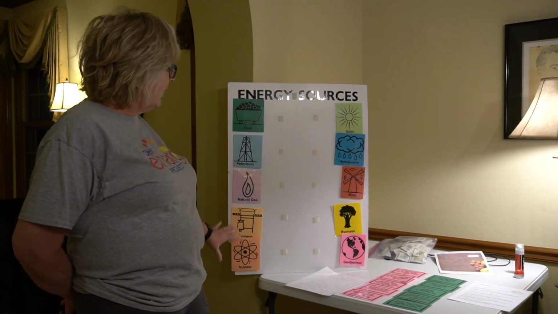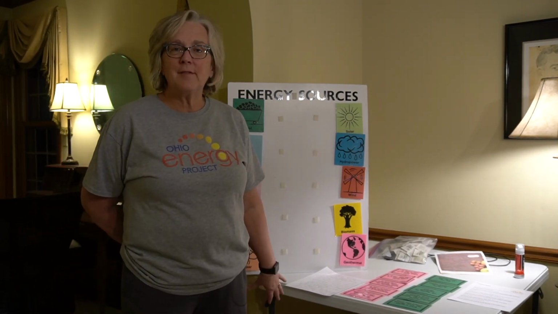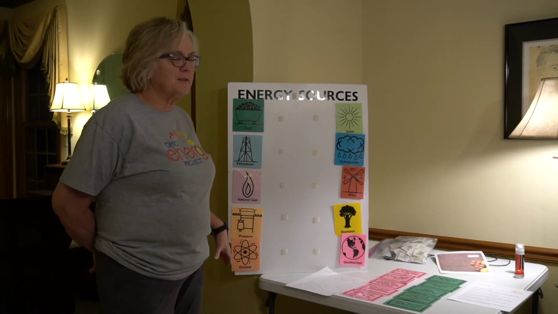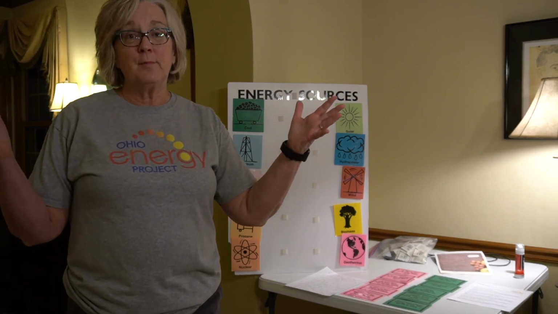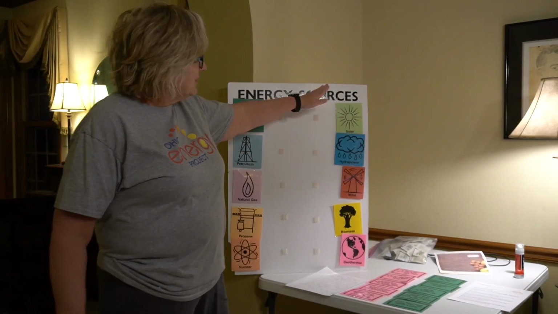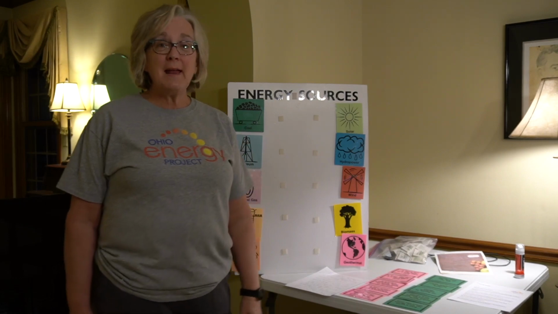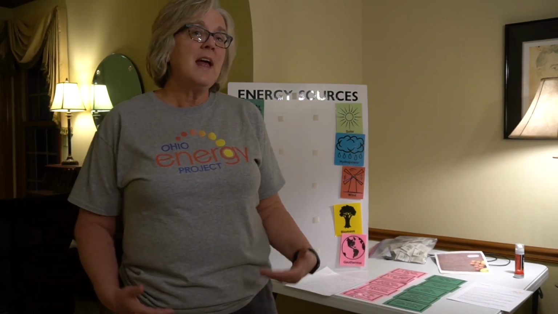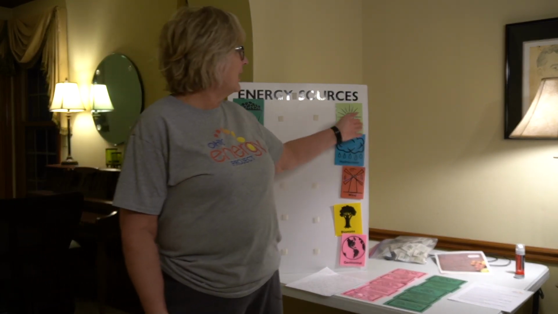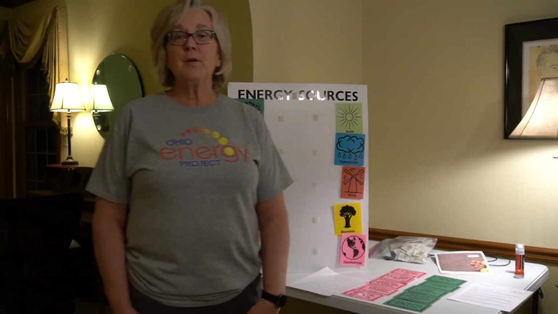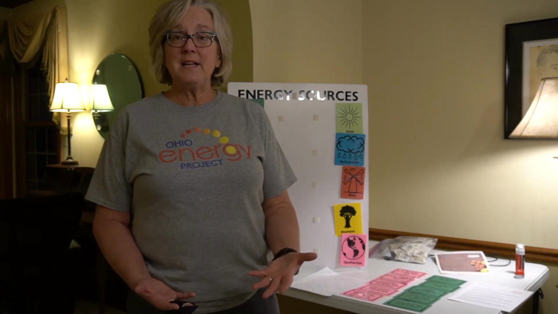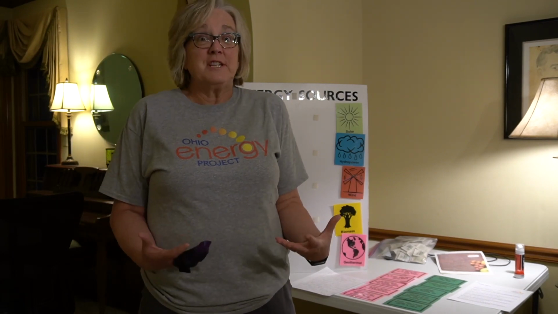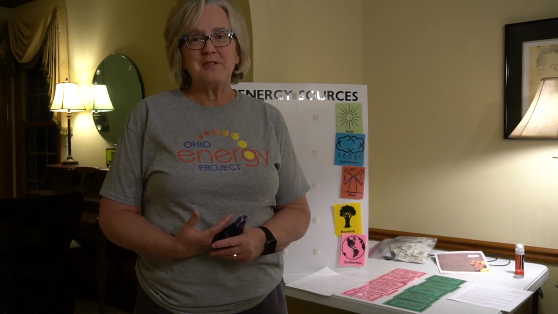But these sources of energy on my left are hard to replenish. Once we use these energy sources, they're gone. We can't get them back. The energy sources on my right can be replenished. So we can continually use those resources and rely on them time after time, like the sun. So we're going to go through to identify each of the sources and give a definition for each, and then we're going to learn an energy chant to help us remember these energy sources.